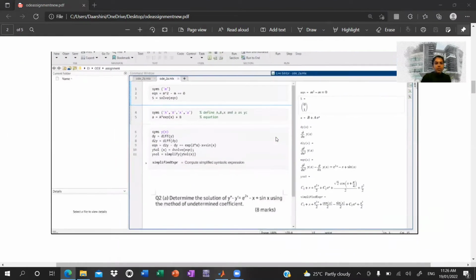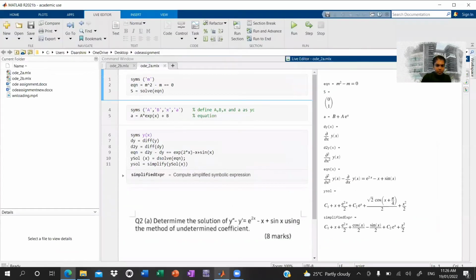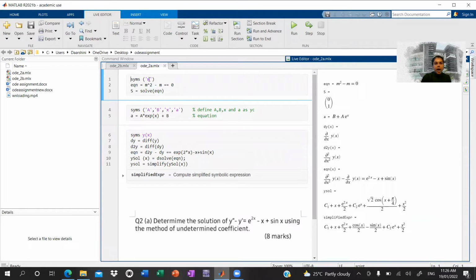So I have used MATLAB to simulate my question A. So this is my question A. I define M for the equation. I use the solve equation method to obtain the value of M. So the value of M is 0 and 1.